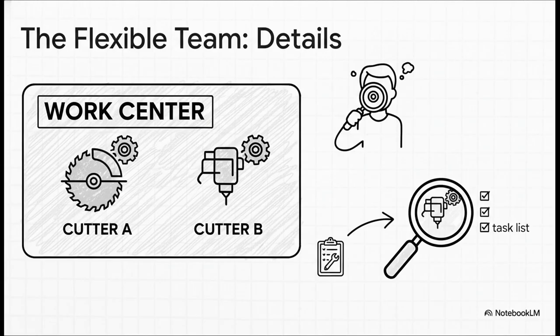A planner can look and see the total load on the entire cutting department, but they can also drill down and see the specific task list for cutter A and for cutter B. They can even schedule a job at the high level for the work center, and then later on move it or assign it to a specific machine. It's this really great balance of a high-level overview and that fine-tuned granular control.